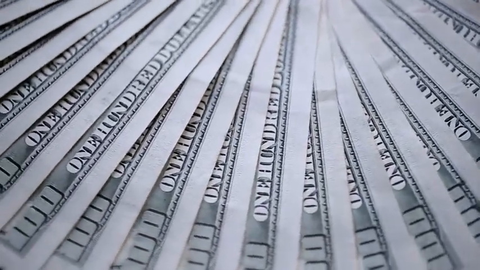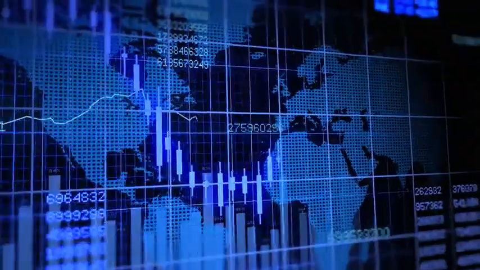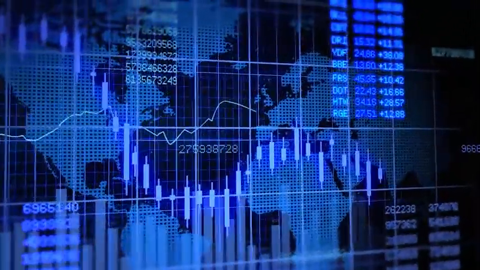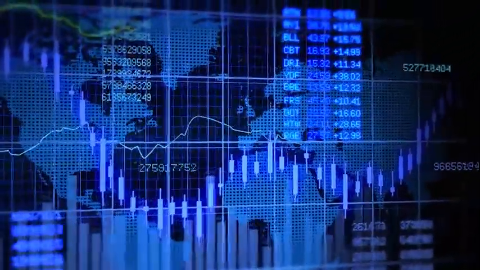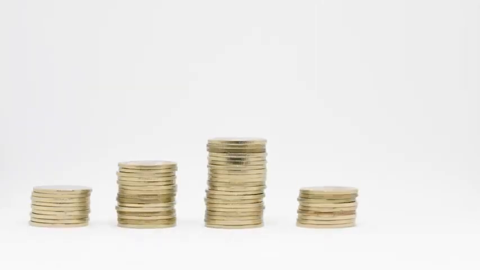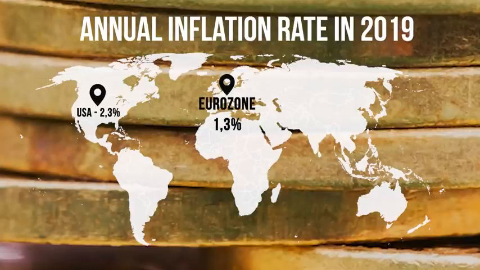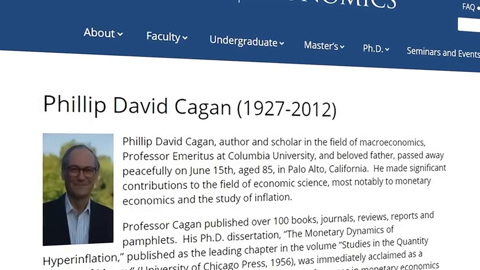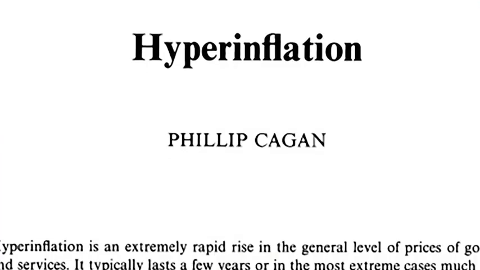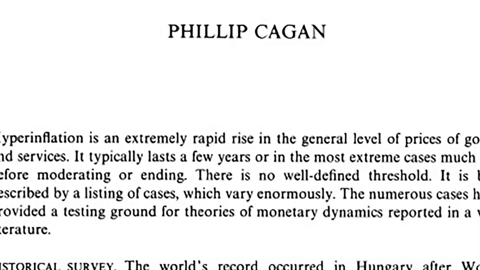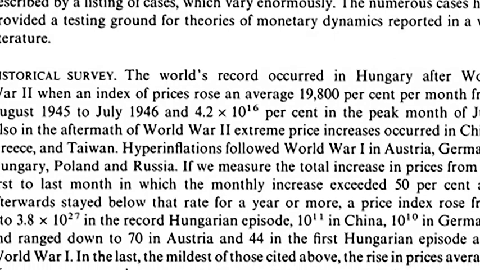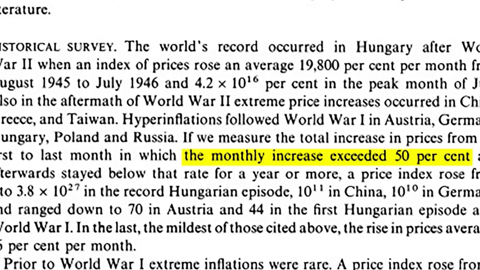Let's start with hyperinflation. Inflation is the rate that shows how much the price for goods and services rise. A low inflation rate is the norm in most countries around the world. The US inflation rate, for example, in 2019 was 2.3%. In the Eurozone, 1.3%. The American economist Philip Kagan was the first to classify hyperinflation. He stated that the phenomenon happens when a country's inflation rate exceeds 50% per month.